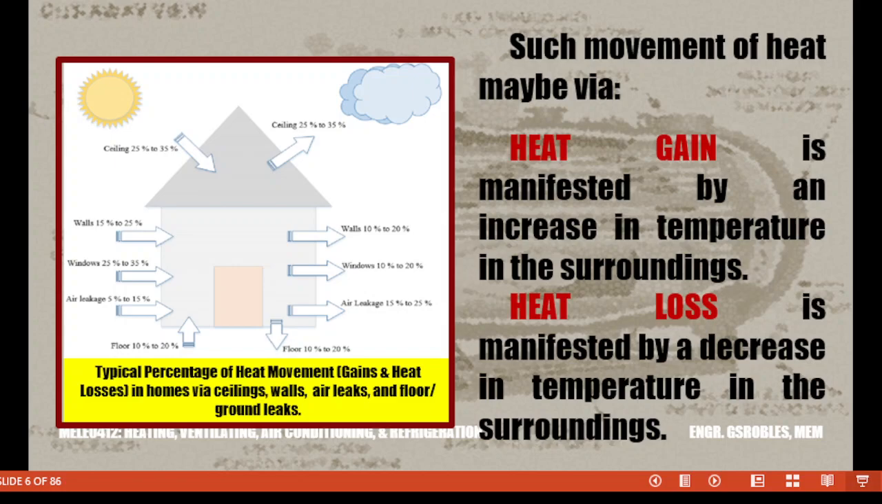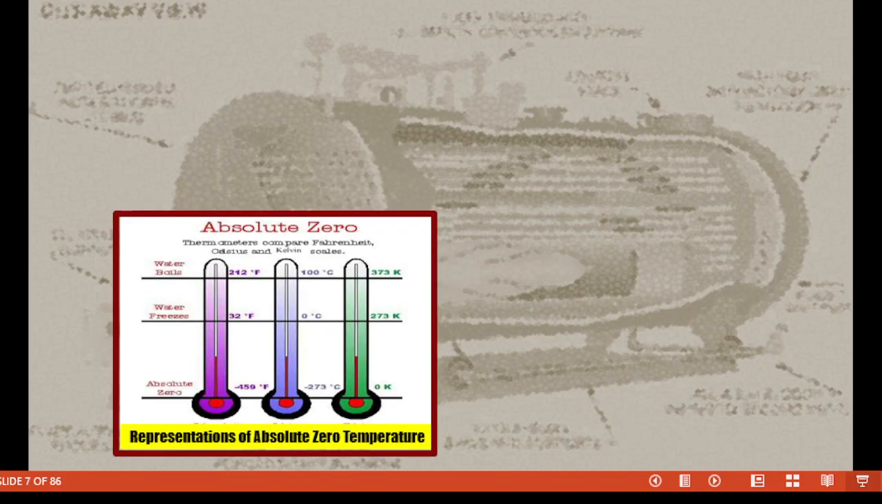So, the highest heat gains as well as heat losses take place through ceilings as well as windows. We can also have additional heat escaping or entering through the walls, the air leakages, and the flooring. Again, our concept of heat transfer is that we have two thermally different locations. So our question here is, until when will such heat transfer take place?